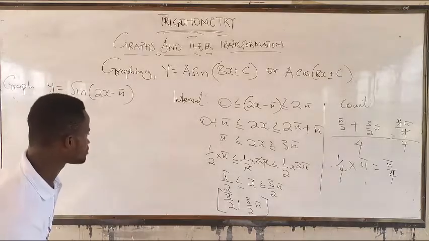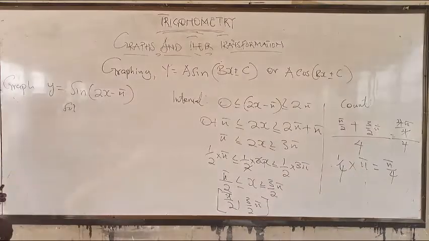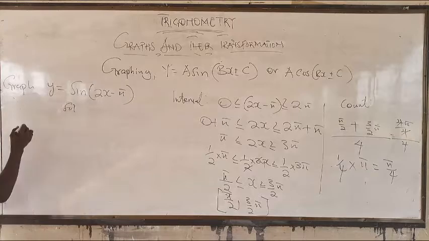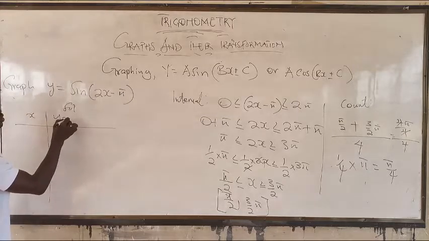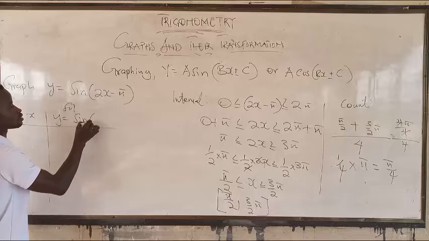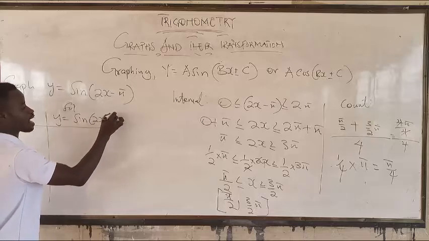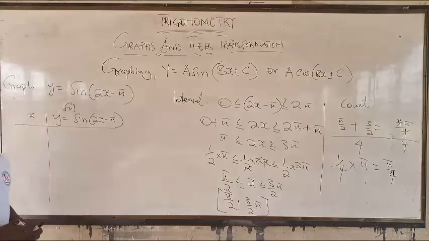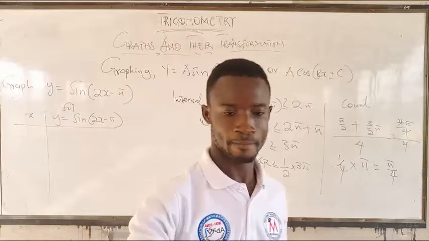Let's start the count. And we are sketching one period. So for the count, we have x here. We have y is equal to sine 2x minus pi. Okay, very good.